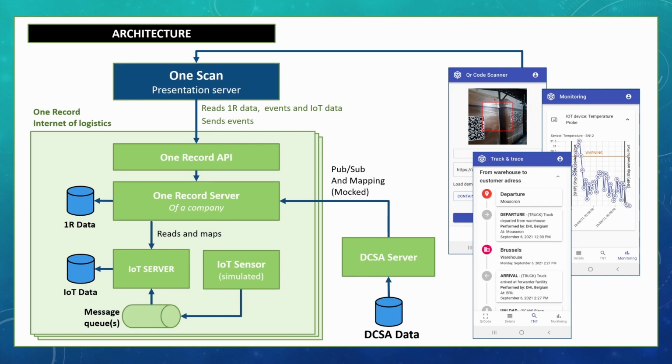This architecture allows our OneTrack progressive web application to access data and emit events seamlessly to any domain that could be sea, road, or air through a unique API, which is the One Record API.